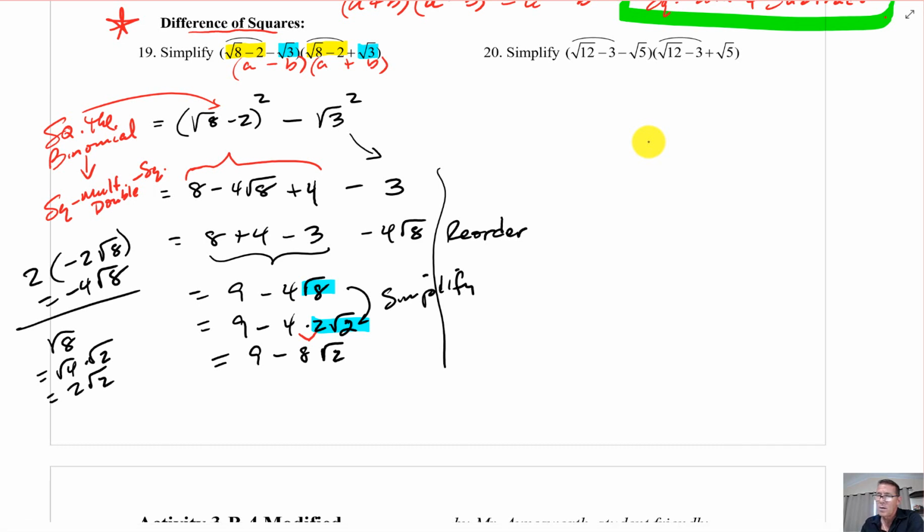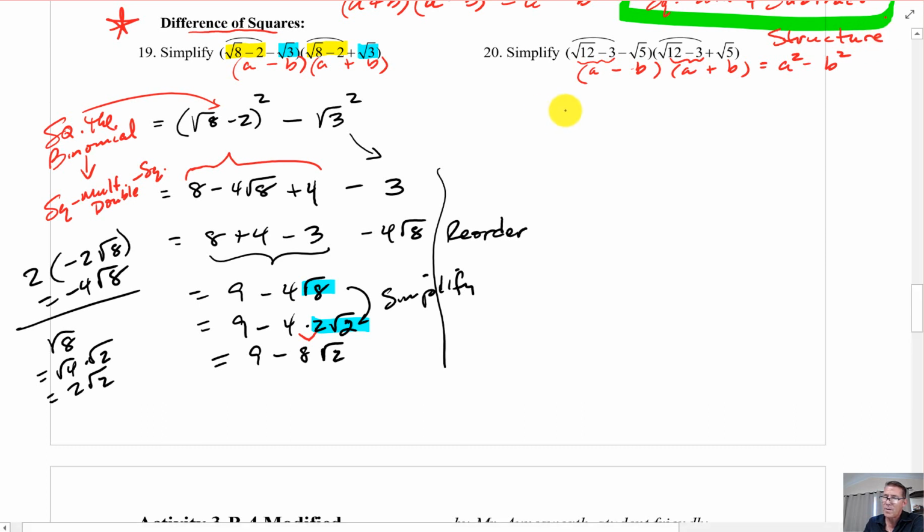So this portion right here is A and this is B. So this is A minus B times A plus B, which means that it's equal to A squared minus B squared. That's called the structure of the problem. And this is what MRWC is trying to develop within you so you can be a good mathematician. So here we go. It's going to be equal to the square root of 12 this time minus 3 squared minus the square root of 5 squared. You square both and subtract. Again, it's A squared minus B squared.